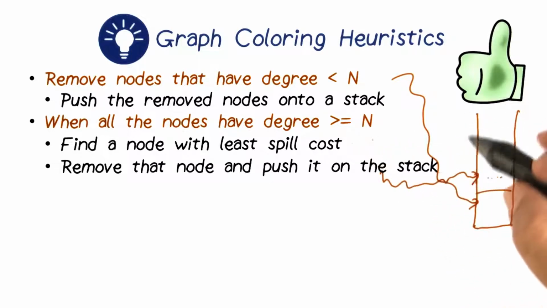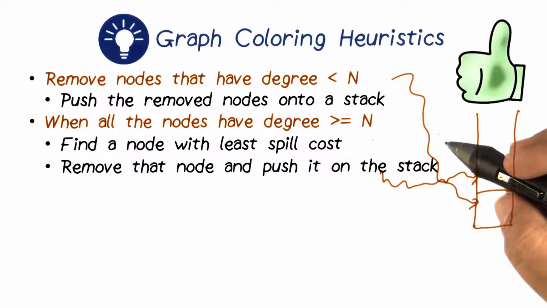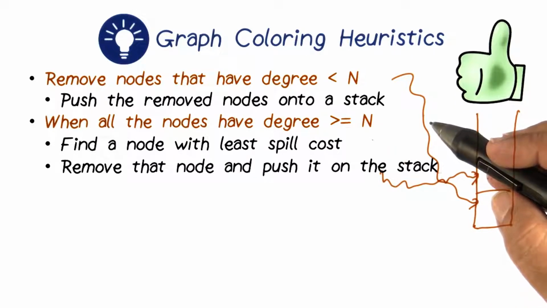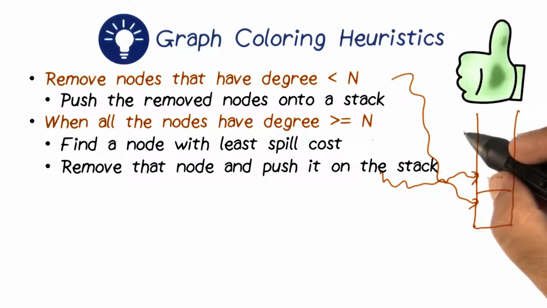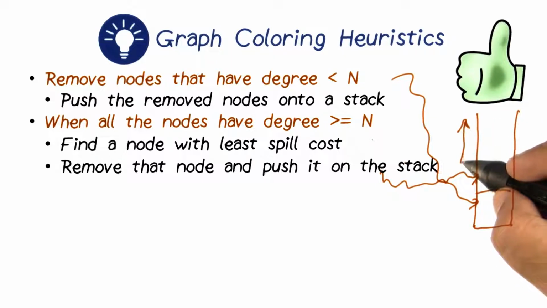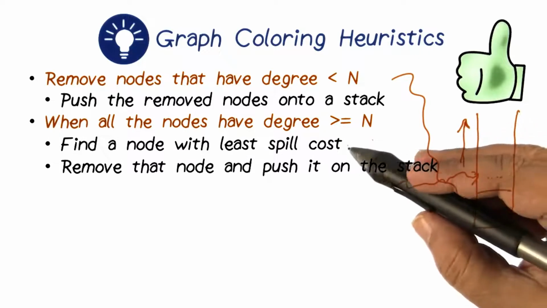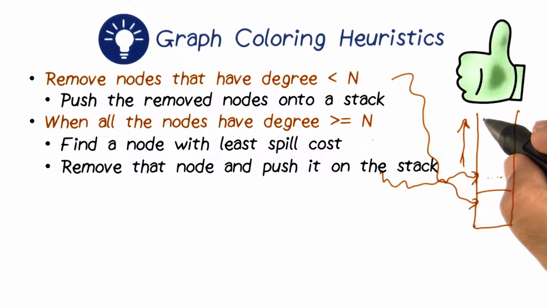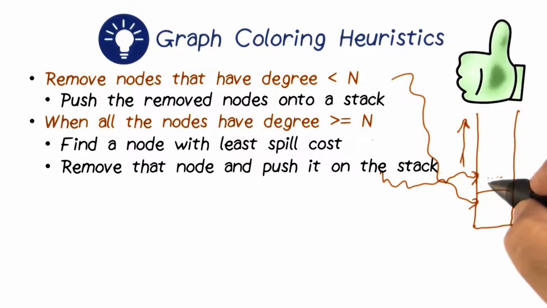Now the question is, why are we doing this type of stuff? You can easily see that what we want to do here is to order the stack in terms of the nodes with regard to the spill cost. At the top of this, we'll have the highest spill cost node. Below it, it will be the second highest, then the third highest, and at the bottom will be the least spill cost node.